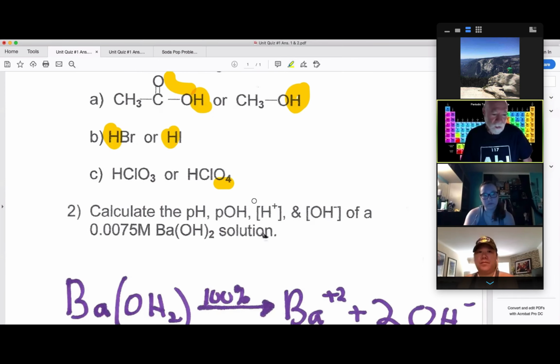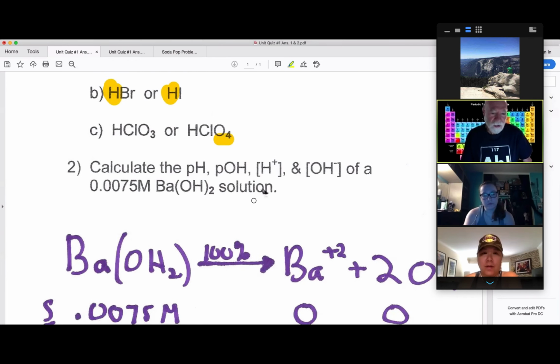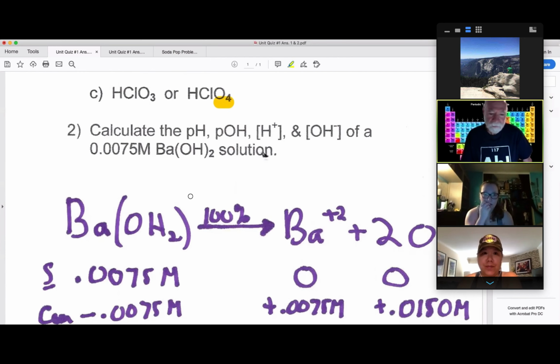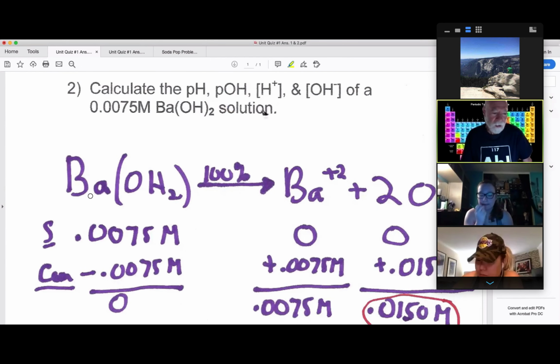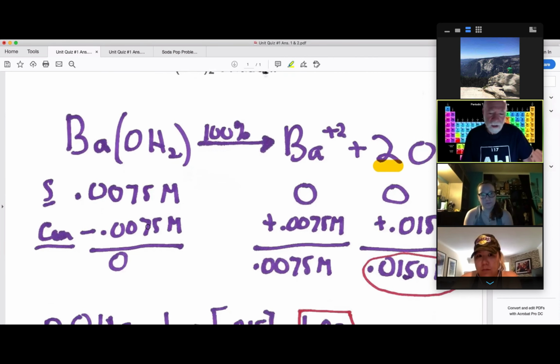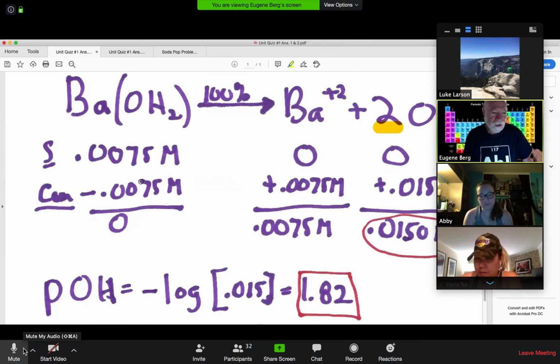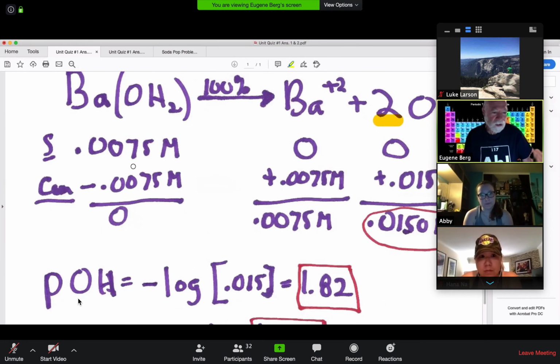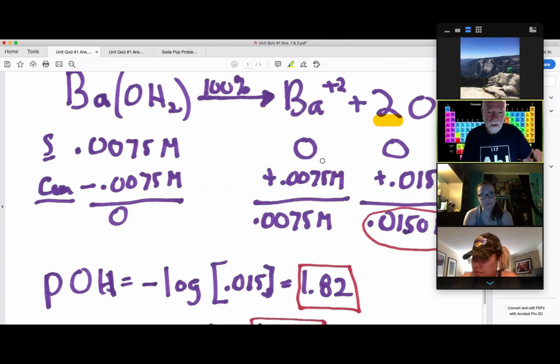Okay, let's go to question number 2 now. So you're asked to calculate all these things about this barium hydroxide solution. Now, barium hydroxide should be on your memory list of being a strong base, which means it breaks up 100%. And the chemistry is you get 1 barium and 2 hydroxides. That's very important. Okay, so here's the layout for this one. So the starting concentration of the barium hydroxide is 0.0075 molar. None of this and none of this.